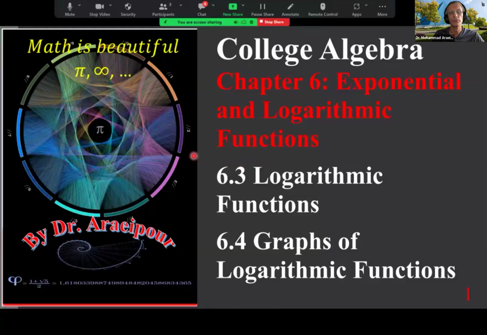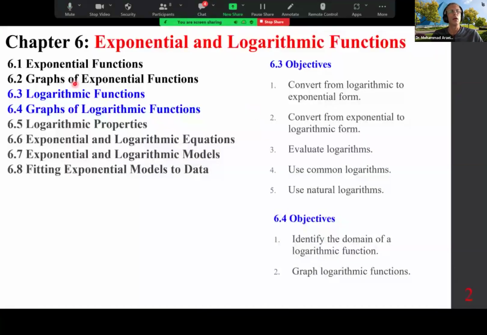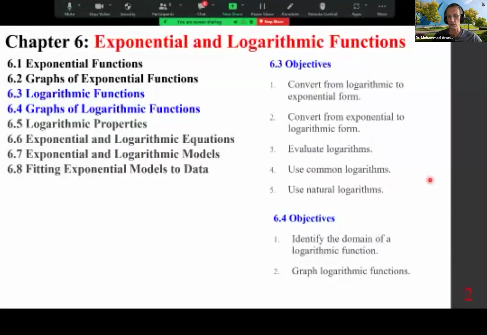Good afternoon, class. We are looking at section 6.3 logarithmic functions and 6.4 graphs of logarithmic functions. So we covered exponential functions, graphs of exponential functions, and now we're going to look at logs. The objectives are to convert from log to exponential form, convert from exponential to log form, evaluate logarithms, use common logs, use natural logs, identify the domain of a log function, graph log functions.